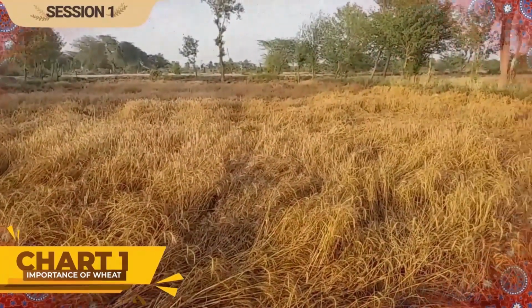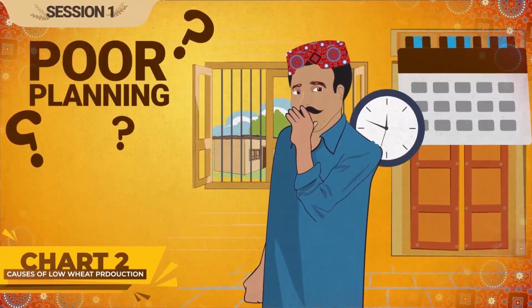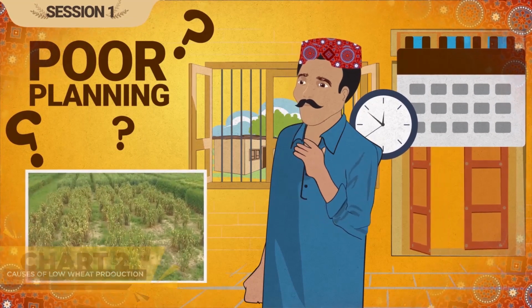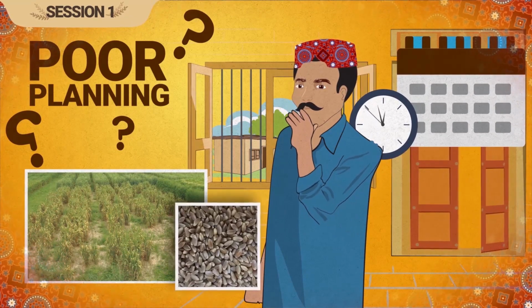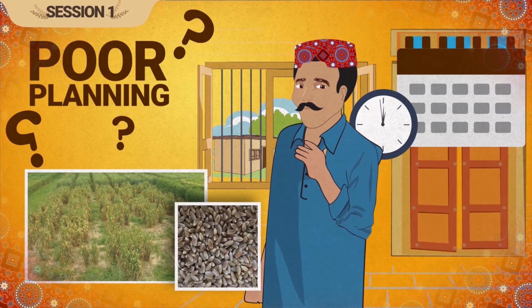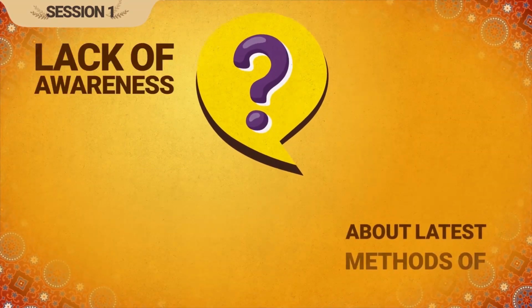Let's see the reasons for low production of wheat in Pakistan. Causes of low wheat production: A. Poor planning. B. Inappropriate time of sowing. C. Use of poor quality inputs. D. Lack of optimal financial resources. Lack of awareness about advanced methods of sowing.